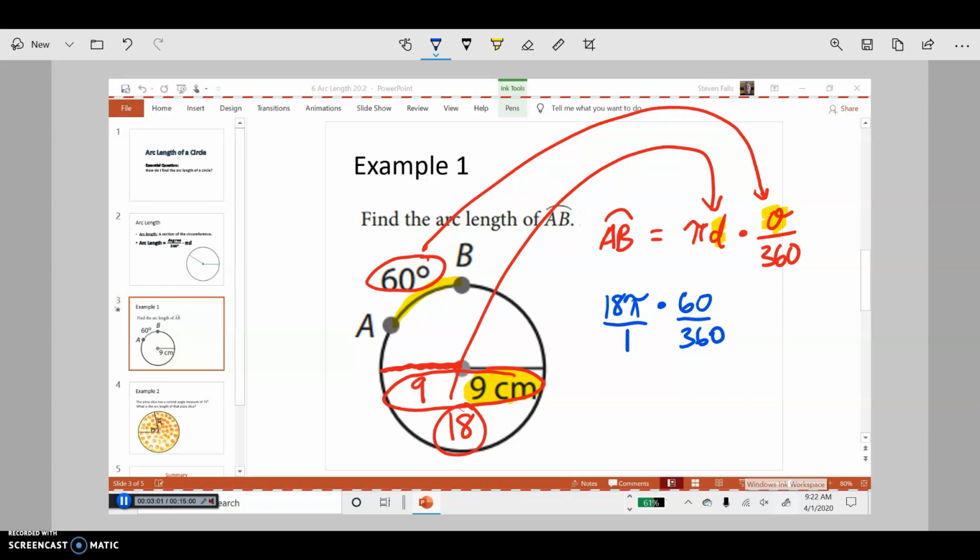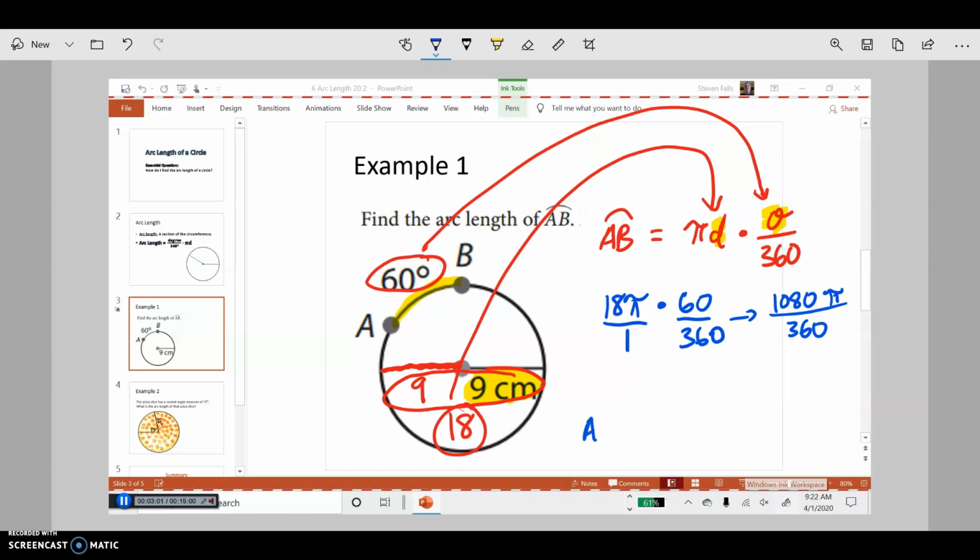And now you're just going to let your calculator do the work. All right, so you guys should have calculators with you. Let's calculate that. So 18 times 60 is 1080, and then it's still multiplying by pi, right? So I get 1080 pi still divided by 360. All right, so now I'm going to take 1080 and multiply it by pi, and then we're going to divide it by 360. And I'm getting, and if we round to the tenths place, it's about 9.4.